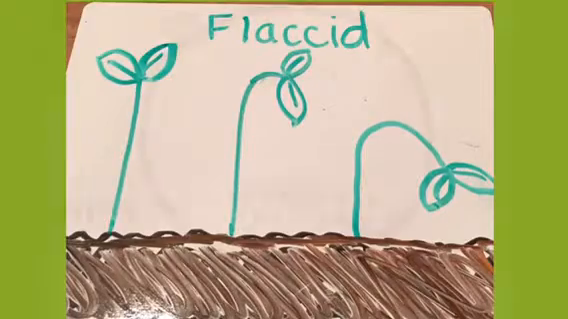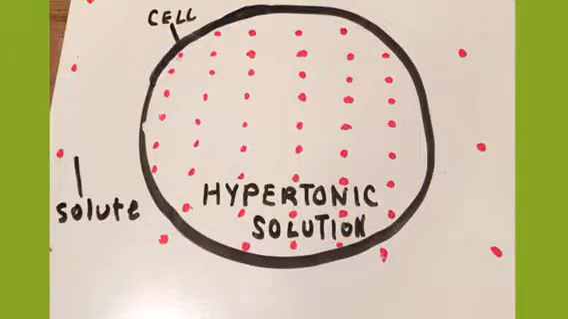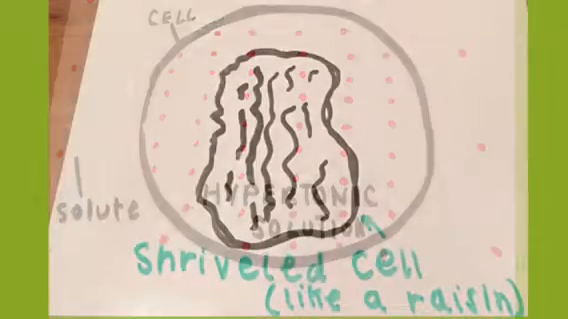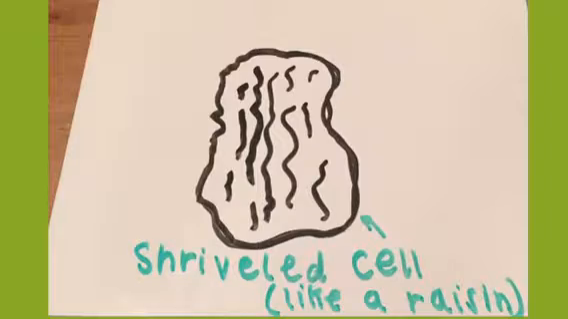A hypertonic solution is when the water concentration outside of the cell is lower than the water concentration inside the cell. This causes water to leave the cell and the cell will shrivel. In both plant and animal cells, this causes the cell to die. When the cell wall moves away from the plasma membrane, it's called plasmolysis. So neither cell type prefers hypertonic solutions.